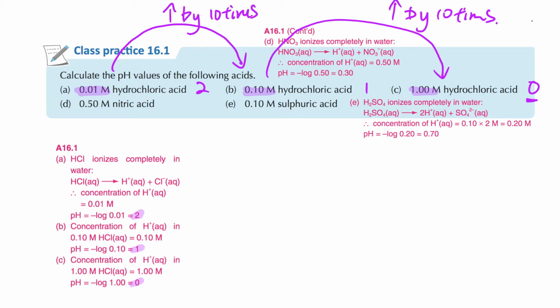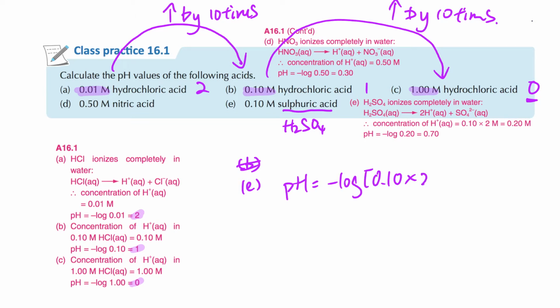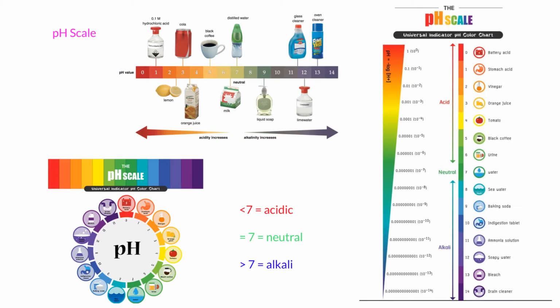And then for part D and part E, we just want to pay attention to a dibasic acid. So for part E, you have to remember pH equals negative log of 0.1 times 2. The answer for this one should be 0.70. Get it? No unit for pH again.